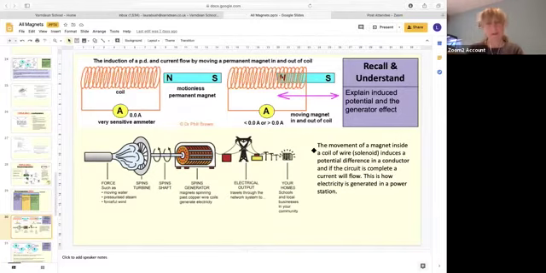So in a power station, we have got the magnets that are spinning, and the way that the magnets spin is that the turbine is turning those magnets. Energy is being converted from kinetic energy to electrical energy. Okay, and this is how we would do that in school. We have generated electricity. Okay, the generator effect.